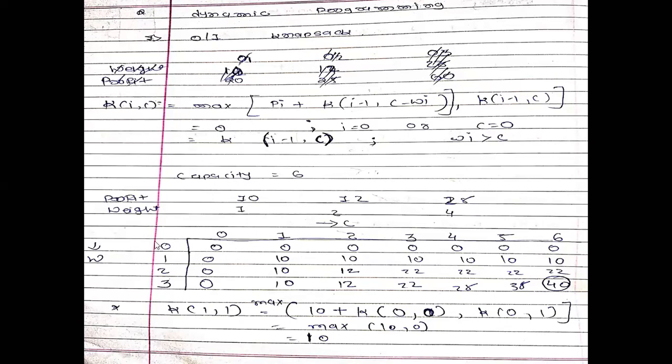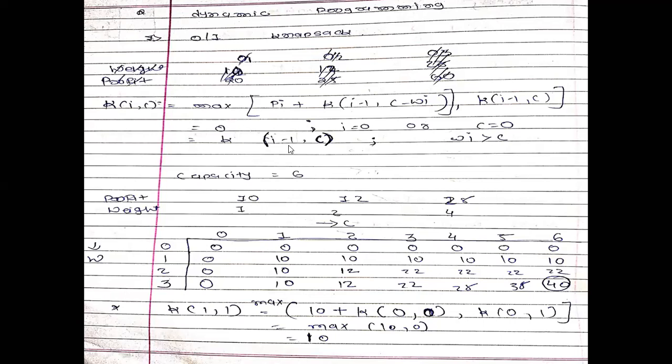That much is fixed. Now you have to calculate the next value, that is row 1, column 1. Row 1 means I equals 1 and column 1 means C equals 1. So 1, 1. Okay, now we will check whether weight of I is greater than C.